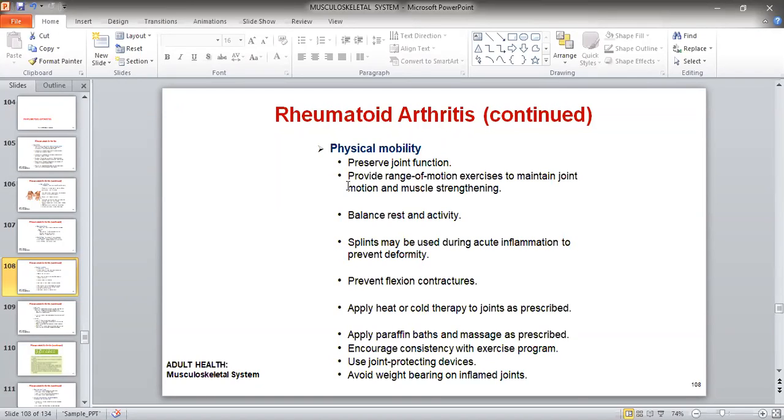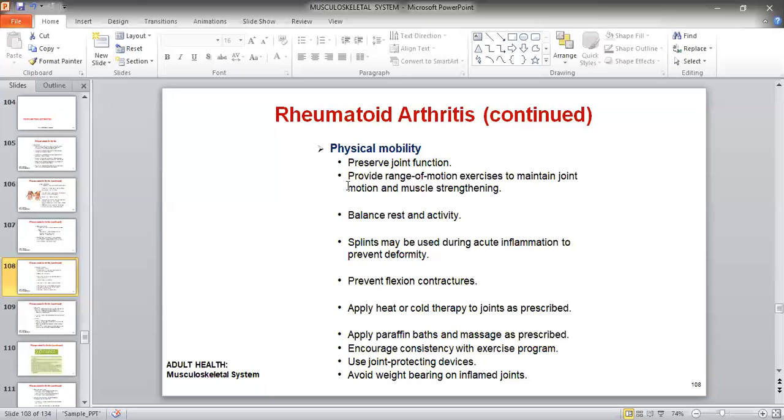opposite of osteoarthritis, right? So also prevent the flexion contracture. How to prevent? Provide range of motion exercise. Apply heat and cold therapies.